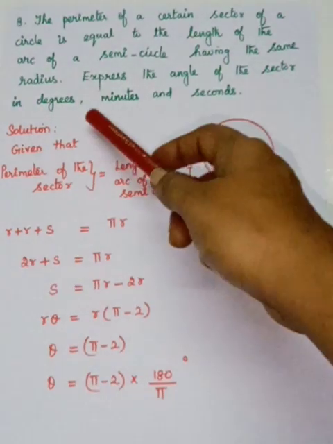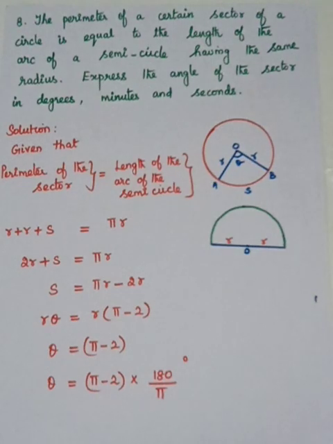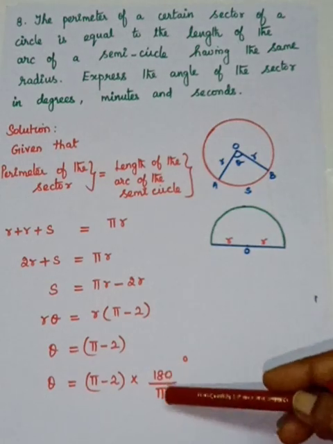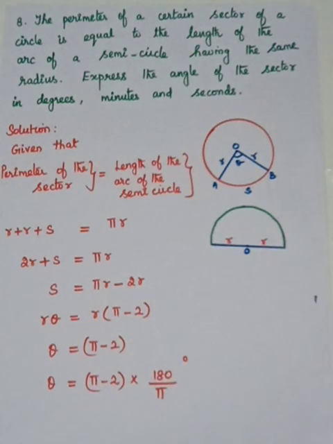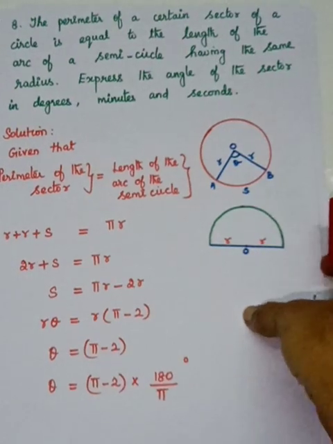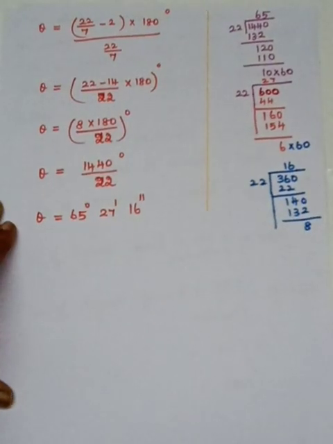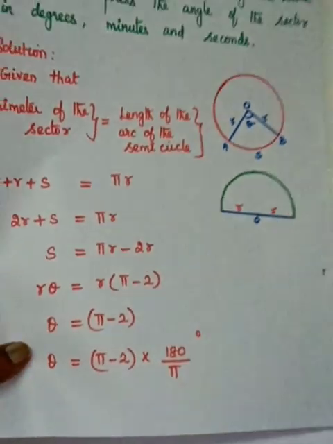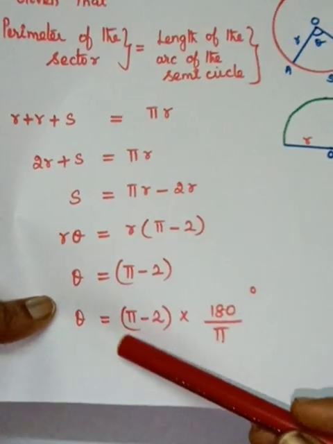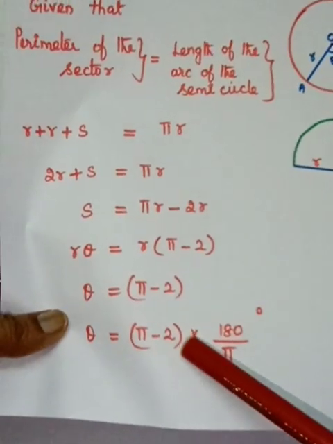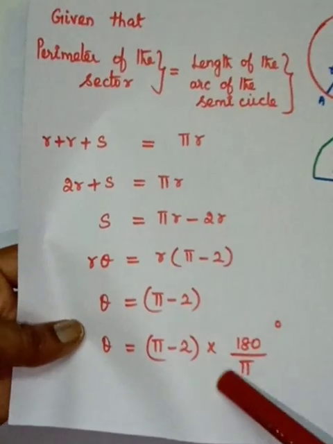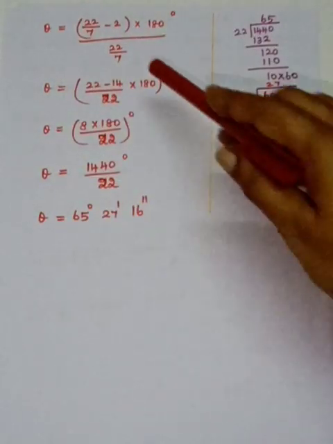But what is asked is in terms of degrees, and not only degrees, we have to write minutes and seconds. So the radian has to be converted into degrees. For degrees, the 180 should be in the numerator, so it is 180 divided by pi degrees. What will be the next step? Here the pi has to be substituted as 22 by 7. So this pi has to be written as 22 by 7 minus 2, into 180 by 22 by 7. That only I have written here.